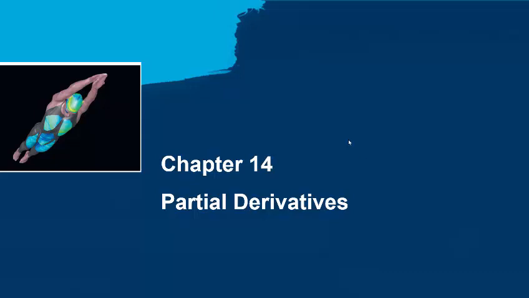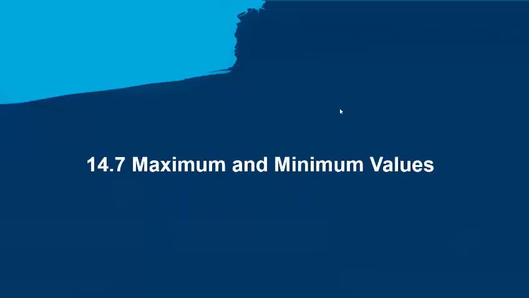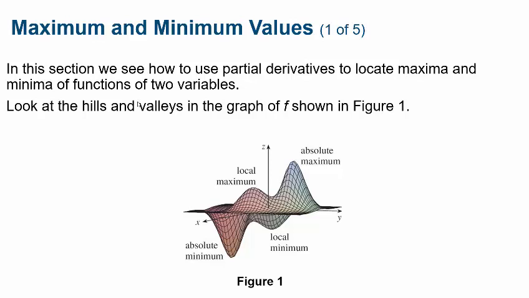Hi class, we continue our study in chapter 14 by moving into our final section here. And this is going to be about maxima and minimum values. Okay, so what's the deal with this? It's a lot like it is with Calc 1, but we're expanding everything into the three-dimensional coordinate system here.